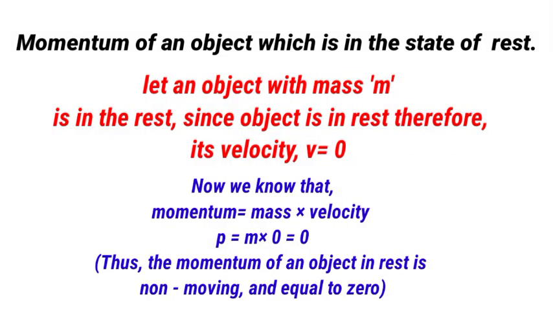Momentum of an object which is in the state of rest. Let an object with mass m be at rest. Since the object is at rest, its velocity is 0. Now we know that momentum equals mass into velocity. We already know momentum is denoted by p. So p equals m into 0. Velocity is 0, so here momentum is 0. Thus the momentum of an object at rest, which is non-moving, is equal to 0.